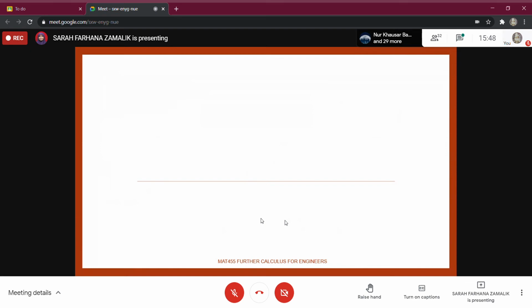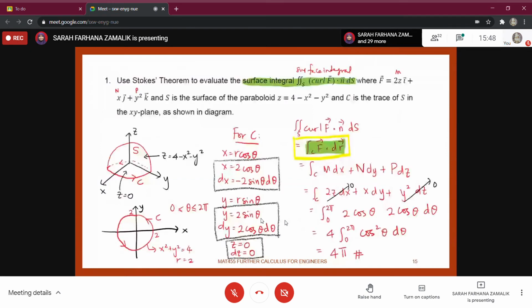If you look at exercise 1, use Stokes theorem to evaluate the surface integral. So now what does this ask? Surface integral by using Stokes theorem. So awak kena show yang line integral. So bila nak show yang line integral, kita mesti tengok dekat C.